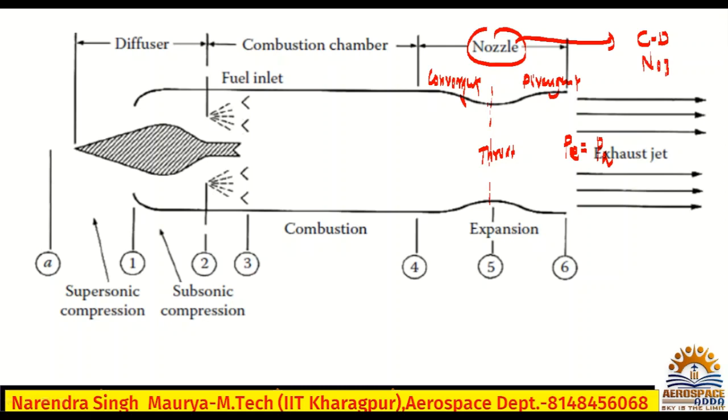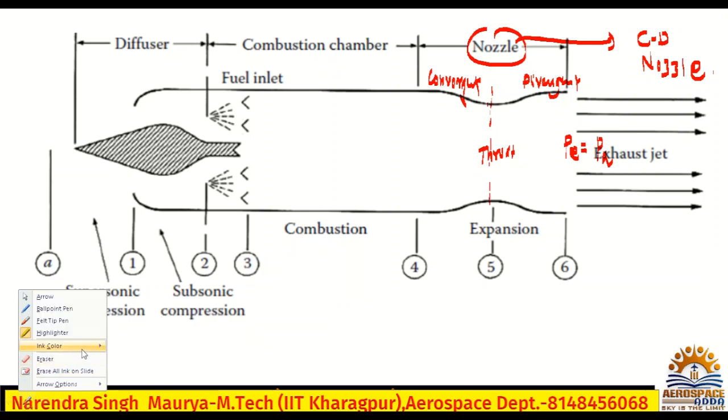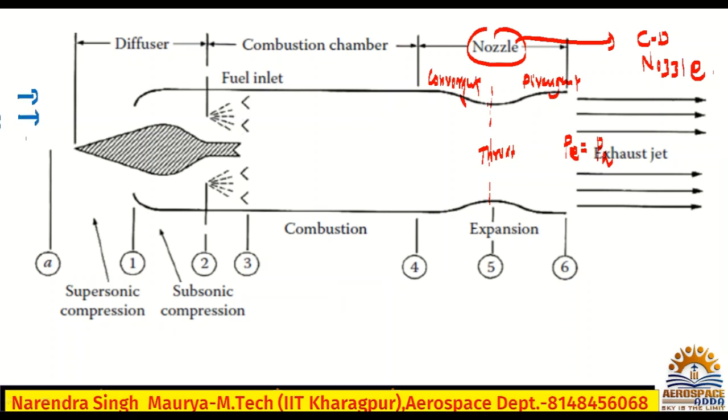Why are we using a CD nozzle? Because the ramjet is flying with supersonic speed. So whatever flow we are getting here is the supersonic flow, which means M greater than 1. A means atmospheric air; the intake is atmospheric air. Obviously, there is supersonic compression here. This is the spike. The spike shape we have.